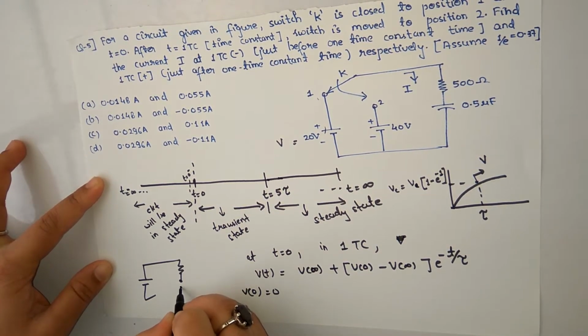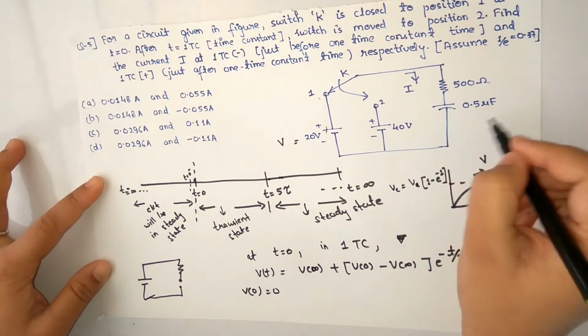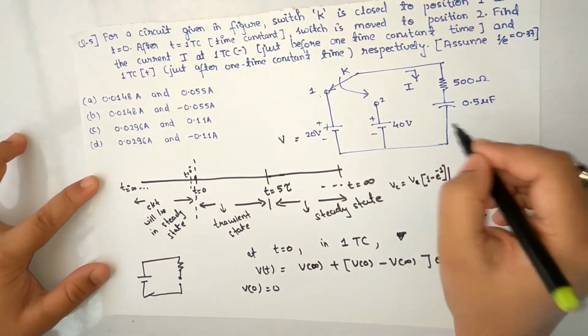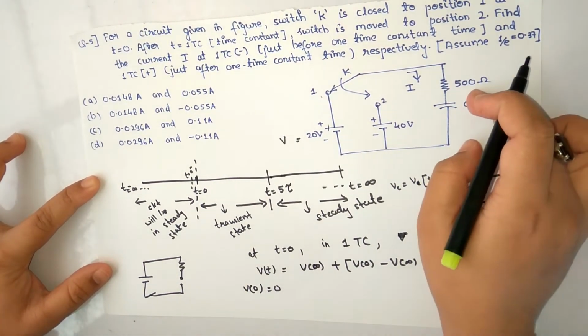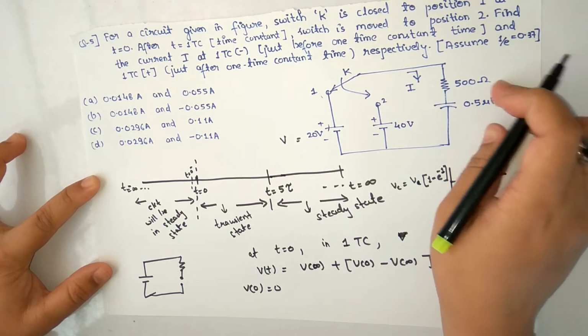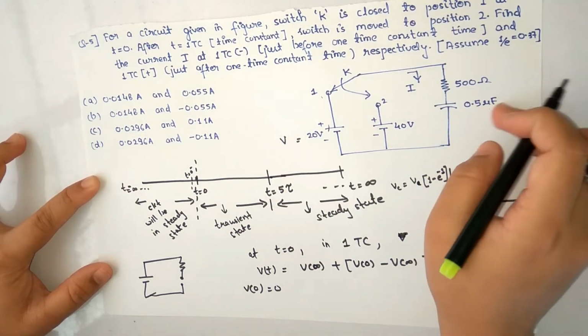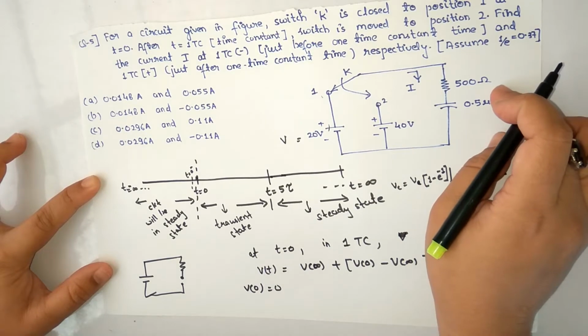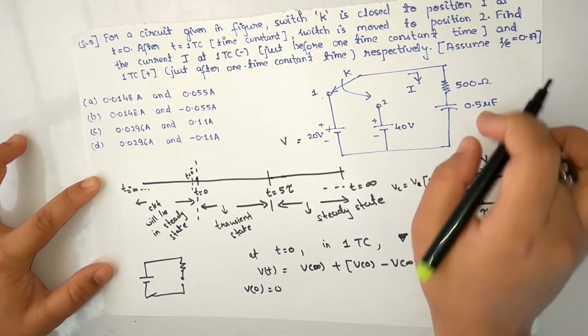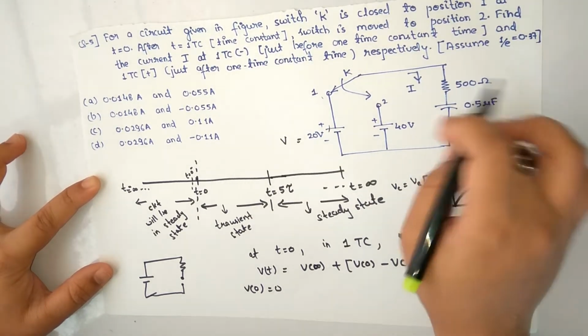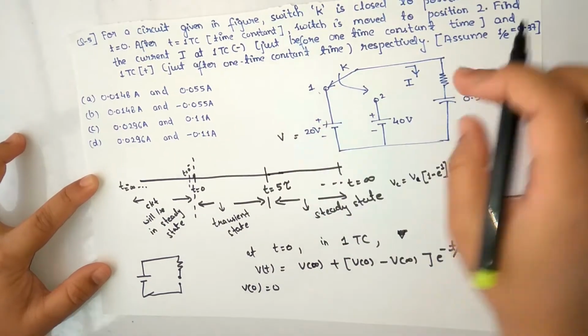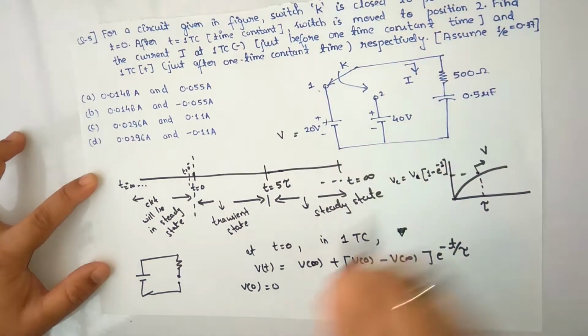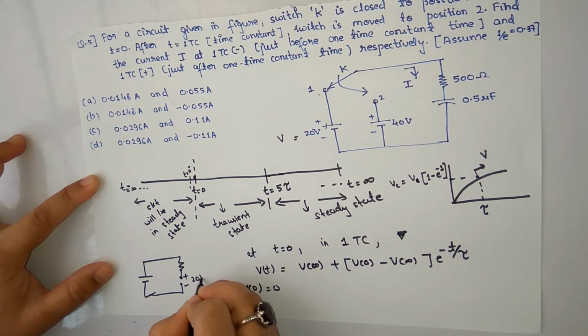The capacitor will be open circuited. Why? Because the capacitor has stored sufficient energy, and now the current through the capacitor is 0. If the current is 0 across any terminal, we say that it is open circuited. That's why this will be open circuited, and if it is open circuited, the voltage across this is going to be 20 volts.